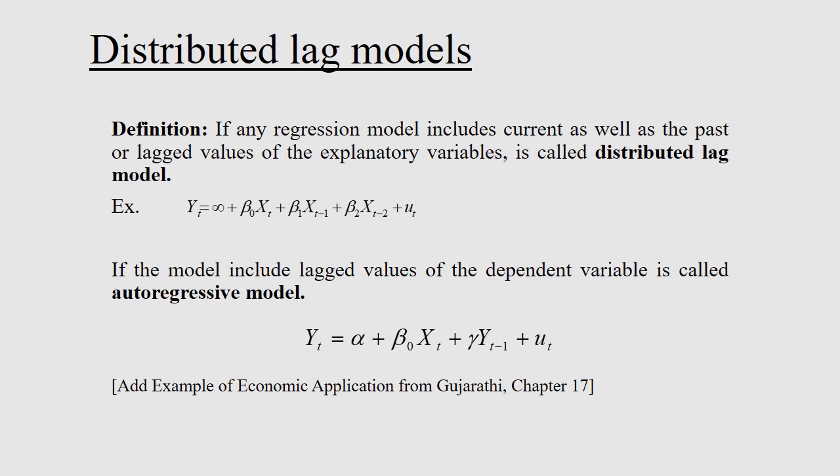So what is the difference between the first equation and second equation? In the second equation, the lag is in y. Y is the dependent variable. So yt minus 1, one of the lagged values of yt, is present here as an independent variable. So this kind of variable, if present in any model, is known as autoregressive model. You can take more examples from the Gujarati book chapter 17.